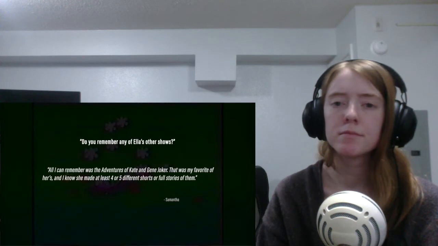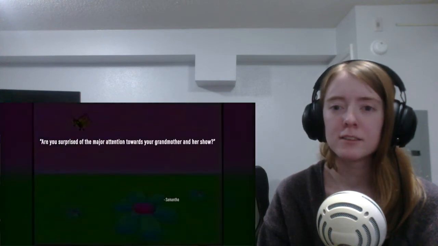Throughout their conversation, it was clear that the searchers wanted to remain as respectful as possible to Ella's memory. "Are you surprised of the major attention towards your grandmother and her show?"